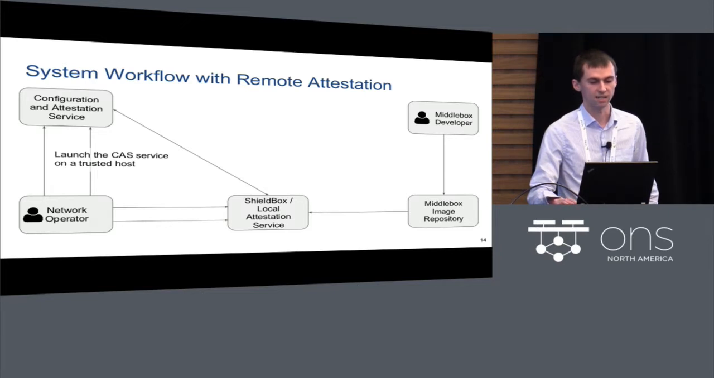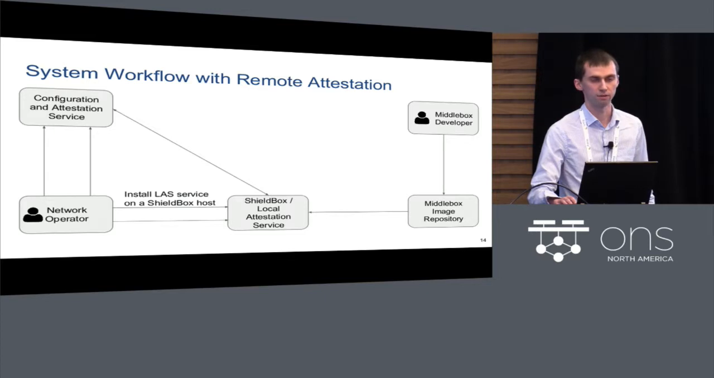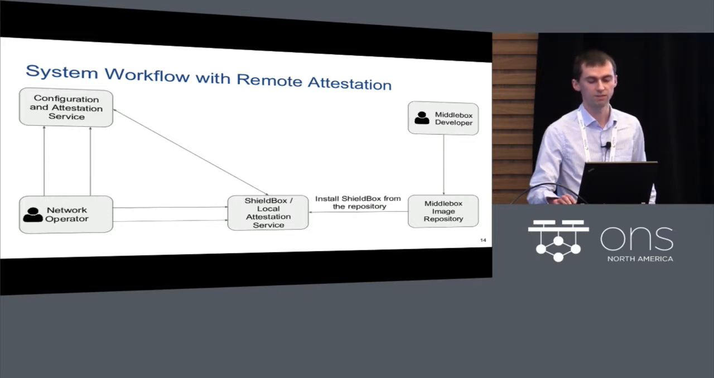On the other hand, the network operator has to launch a configuration and attestation service on a trusted node. The trust can be established either via physically having control over the machine, or via running the configuration and attestation service inside an Intel SGX enclave as well. And it also has to install another part of the SCONE remote attestation system, that is the local attestation service, on the cloud node that will be running ShieldBox, after which ShieldBox can be installed from the repository.